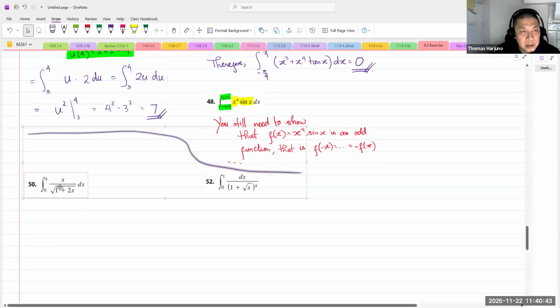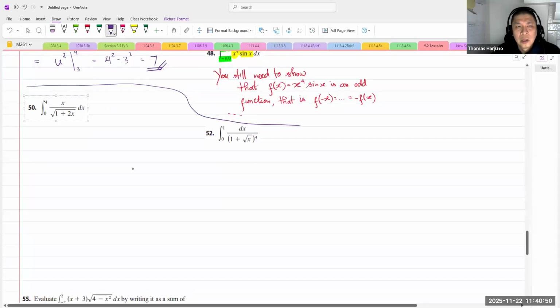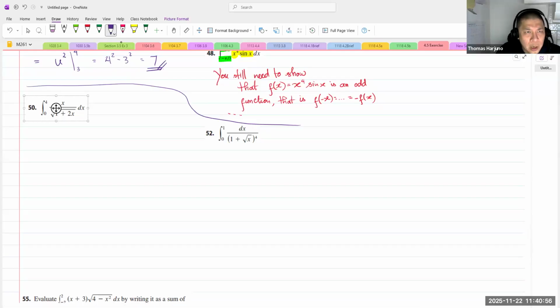Let me save some space here. Number 50. I choose this question because it has some strange behavior that we saw before, I believe, but it gets more complicated because of the definite integral case. So let's say our u equals 1 plus 2x. So du will be 2 dx. Therefore, du over 2 will replace our dx, right?